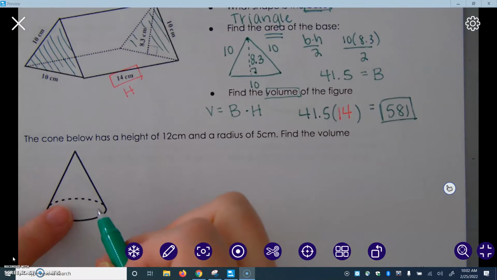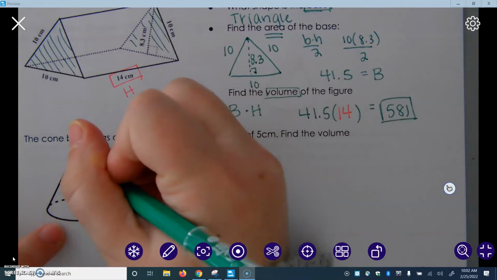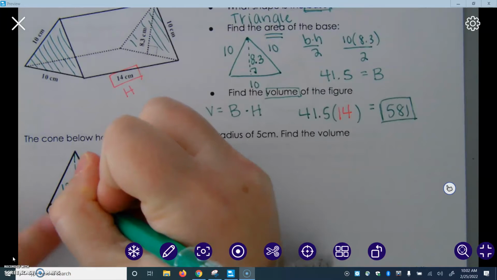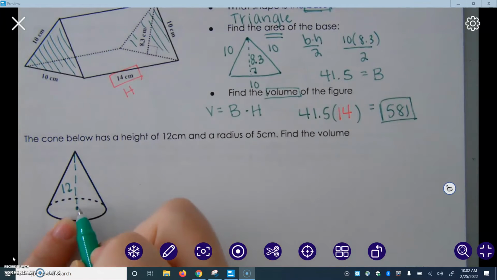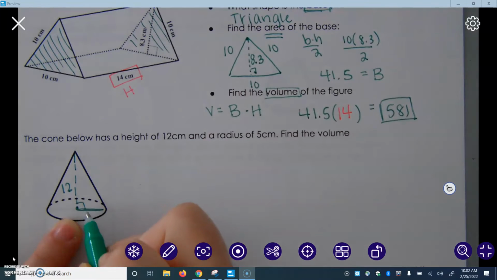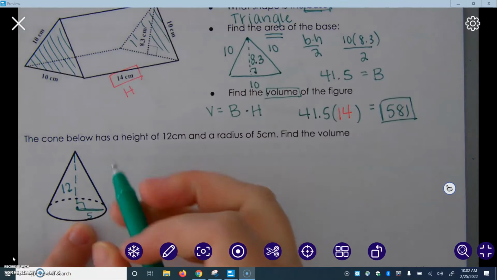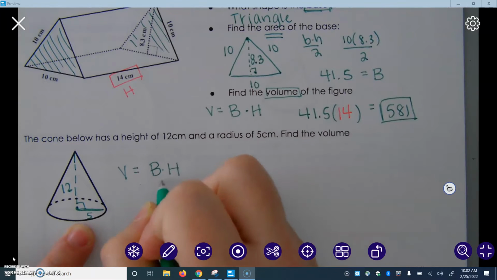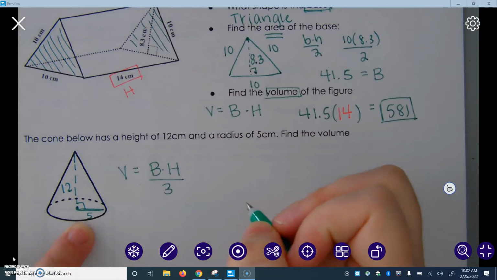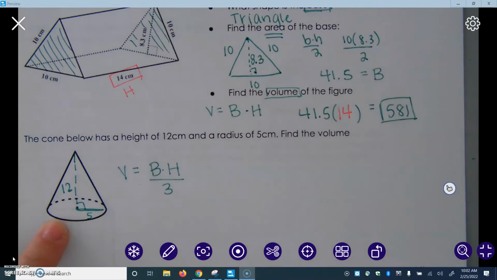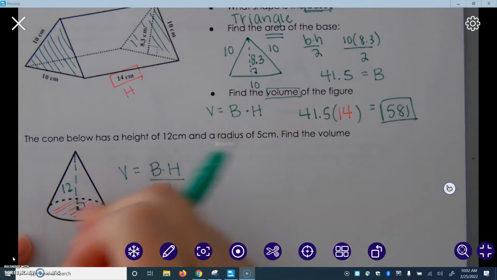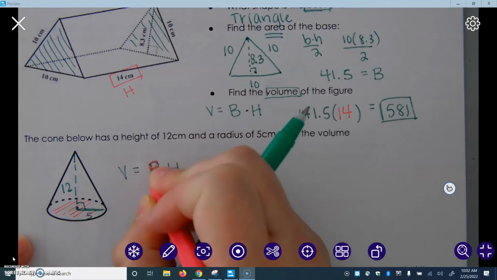All right, this one we had to label ourselves. So the height is 12. The height goes from the top straight down to the center, and the radius, which is half of the circle, is 5. So the volume formula for a cone and a pyramid is to do the area of the base times the height and then divide that by 3. In a cone, the base is the circle.